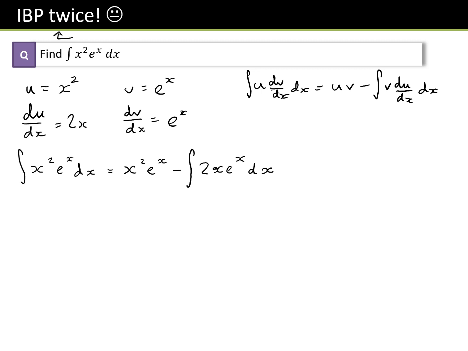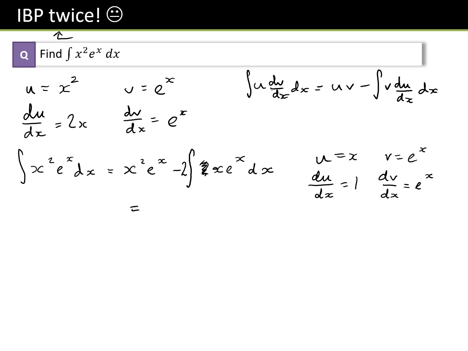Okay, so we need to do it all over again. We need to pick what u is, we need to pick what dv by dx is. Okay, so u, again, pick your polynomial bit. And we want to integrate e to the x again. So du by dx is 1, v is e to the x. Now, if you notice I've ignored this 2, that's purely because I can just do this.